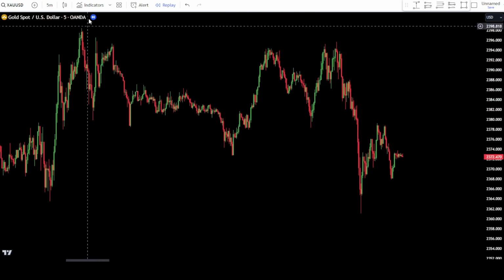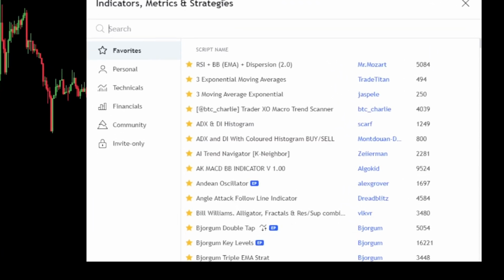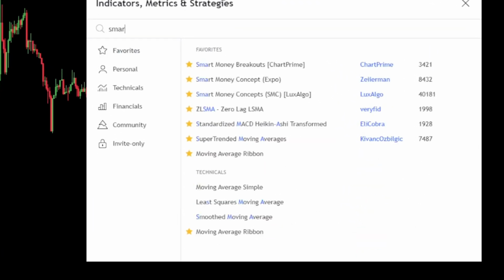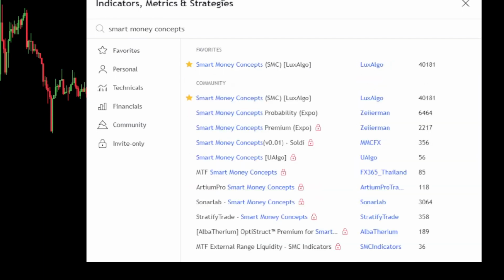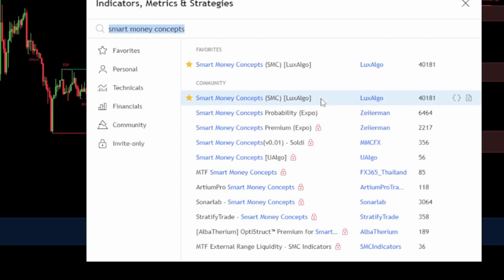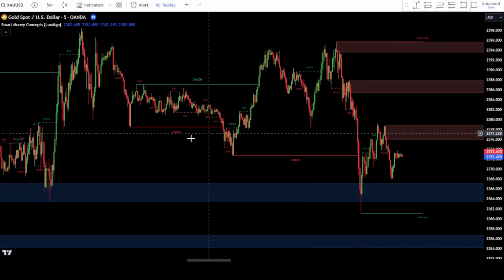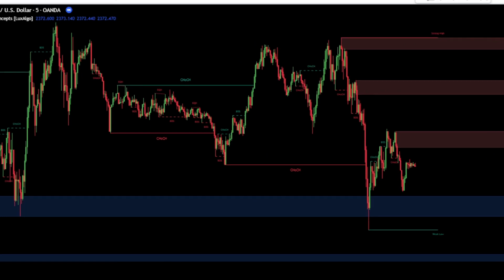Then go to the Search Indicator tab. In the search bar, type Smart Money Concepts. Then simply select Smart Money Concepts by Lux Algo. As you can see, there's a lot of information you can gather from this indicator.